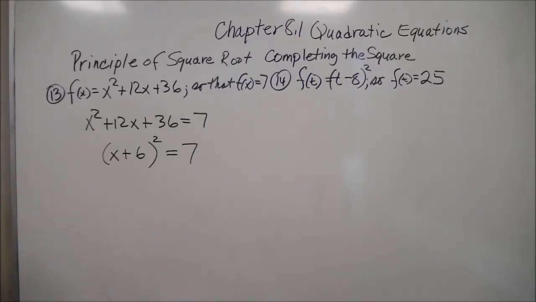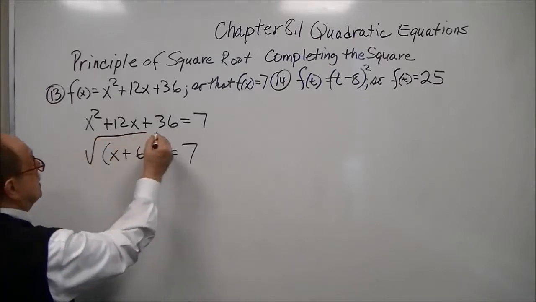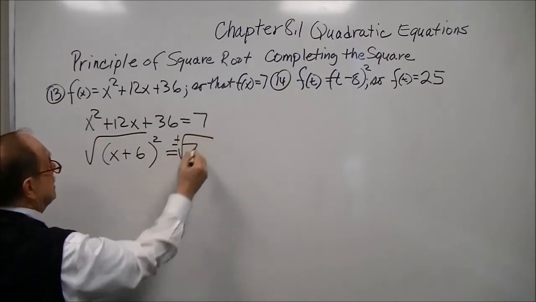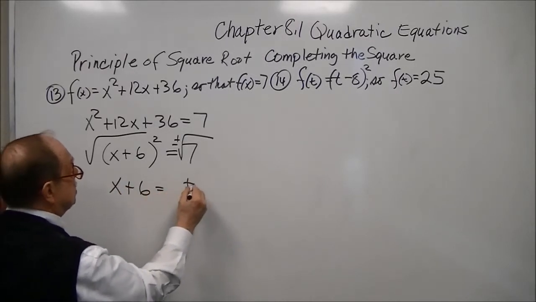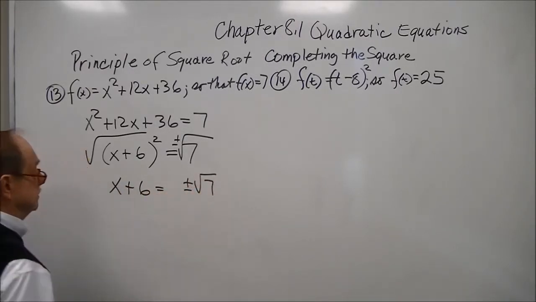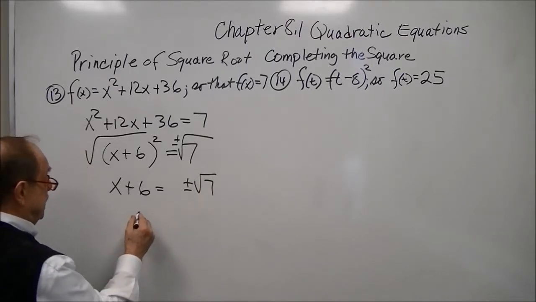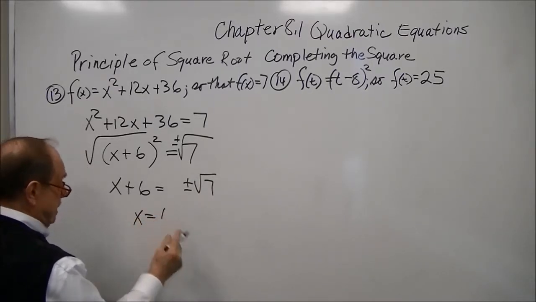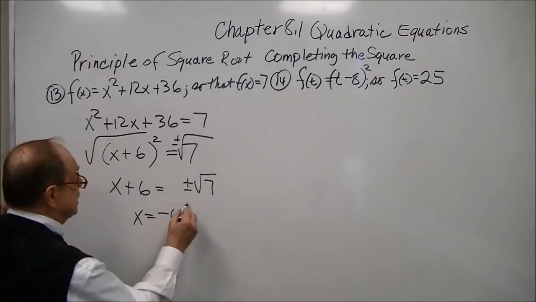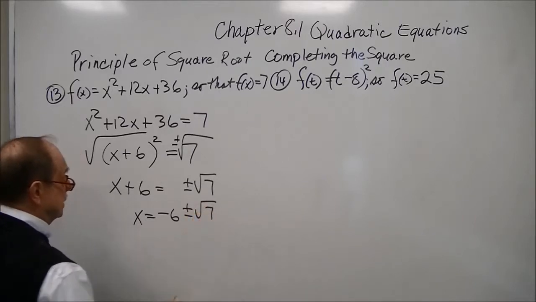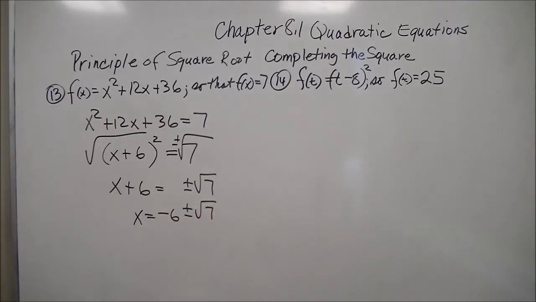Now we use the technique we've just done. Take the square root of both sides, and we get x plus 6 equals plus or minus the square root of 7. And we get then x equals negative 6 plus or minus the square root of 7. And that is correct.